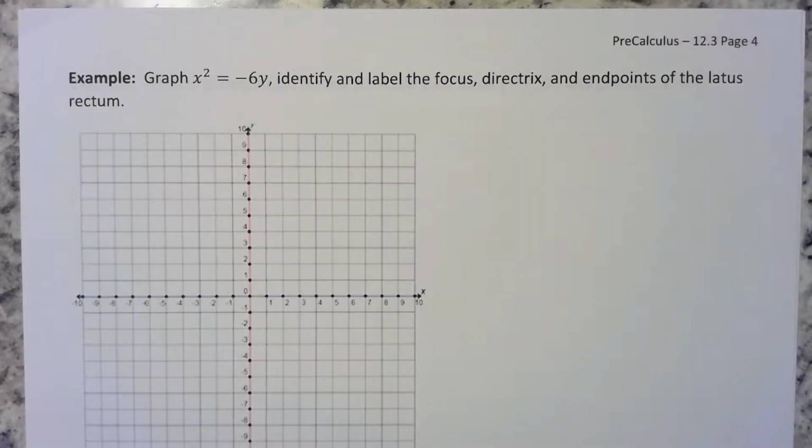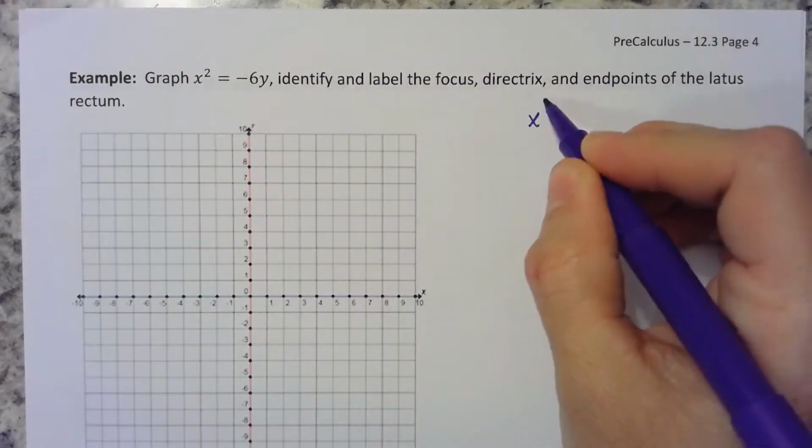Graph x squared equals negative 6y. Identify and label the focus, directrix, and endpoints of the latus rectum. Okay, this time we have x squared equals negative 6y.